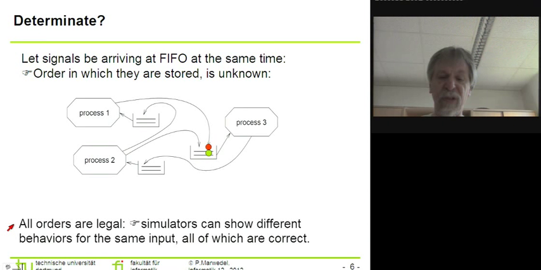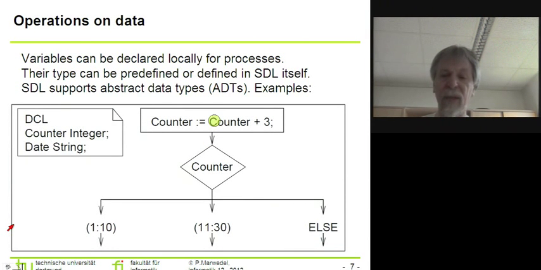All these orders are legal. The simulators can show different behaviors depending on the order which we are selecting, and all of these orders are correct, all of these behaviors are correct, and that means obviously that SDL models don't need to be determinate. That's a practical problem that designers are faced with.